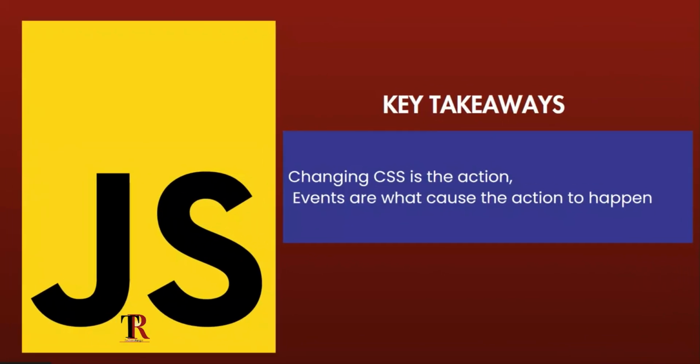The key takeaways from this lesson are these. Changing CSS is the action. Events are what cause the action to happen, just like the on-click event, which means that when we click on the button, there is a reaction. That is an example of an event, and that caused the change that we expected from the elements.